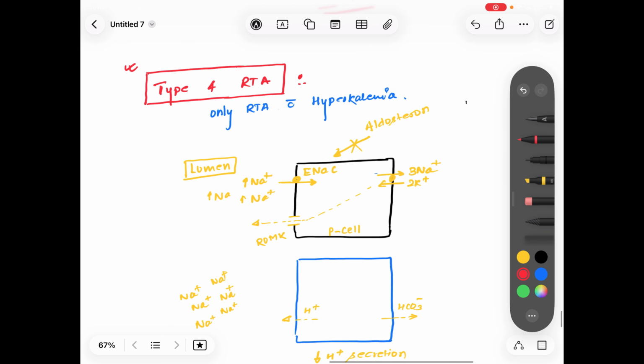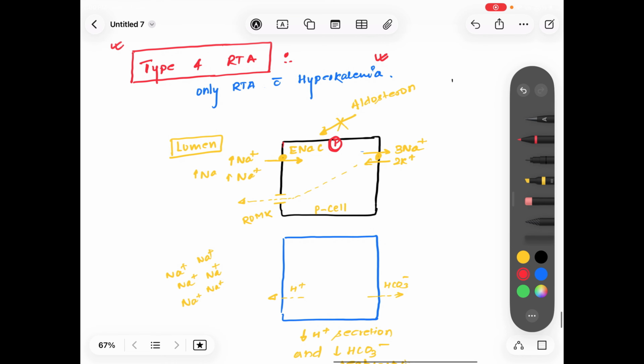Coming to the last RTA, the only RTA which is associated with hyperkalemia. So again, this is the principal cell of the collecting duct. Now in type 4 RTA, there is a defect in aldosterone. There is a defect in the function of the aldosterone. Somehow aldosterone is not able to function.